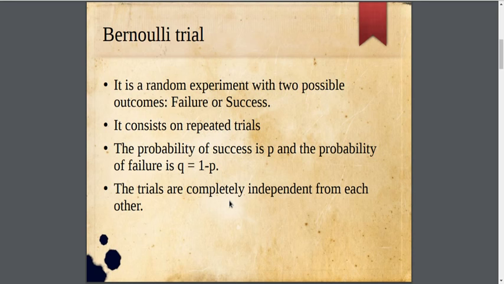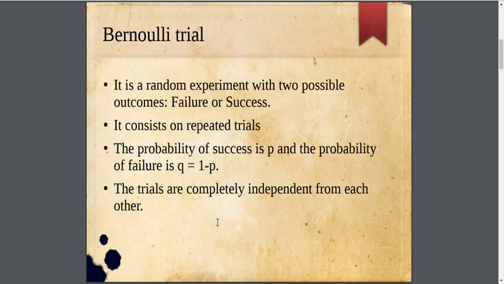The trials are completely independent from each other. That means, let's go back to the example of the coin. If you toss a coin 3 times and you get a head in the first attempt, it is not going to affect your future attempts. So if you get a head in the first one, it doesn't mean that you're going to get a head in the second attempt. So basically each trial is independent from each other.